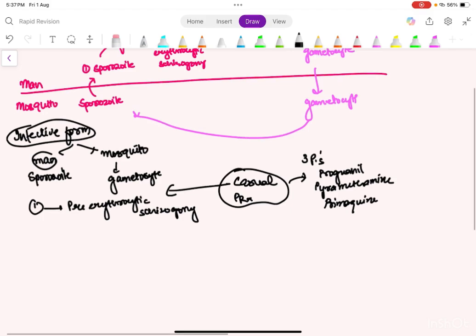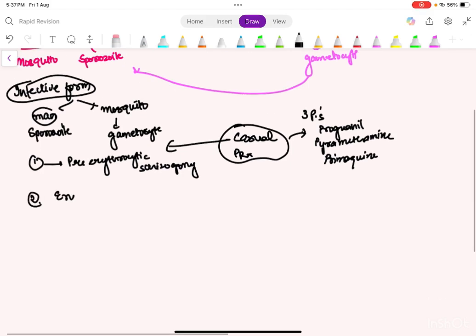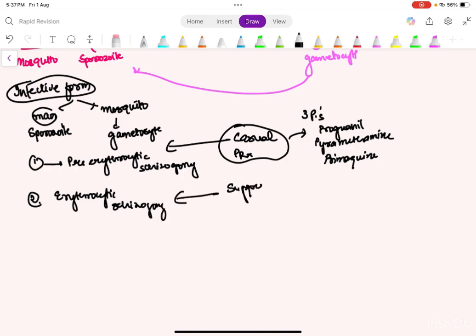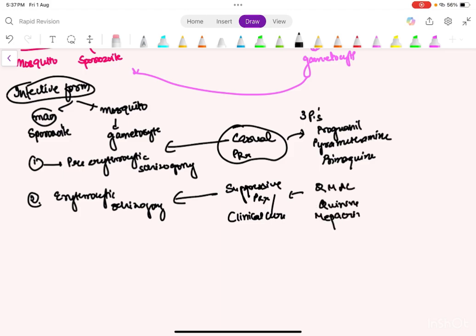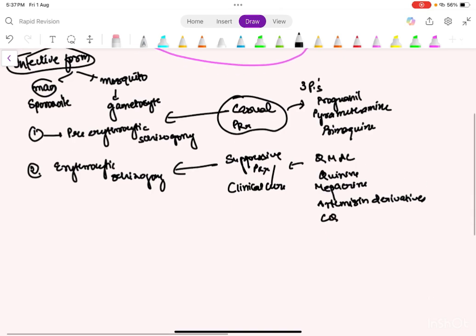The second phase you can block is erythrocytic schizogony. Remember, this one occurs in the RBC. This is called suppressive prophylaxis or clinical cure. For this you have to remember QMAC: quinine, mepacrine, artemisinin derivatives, and chloroquine.